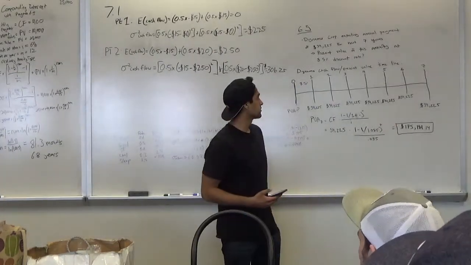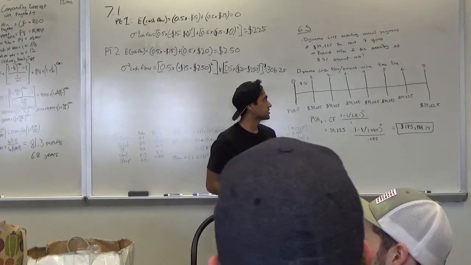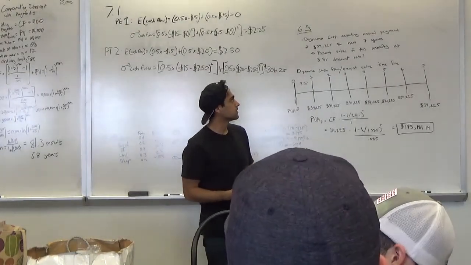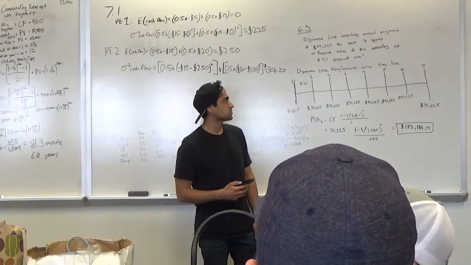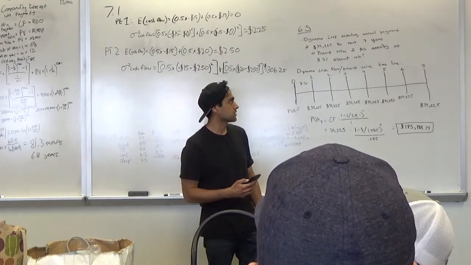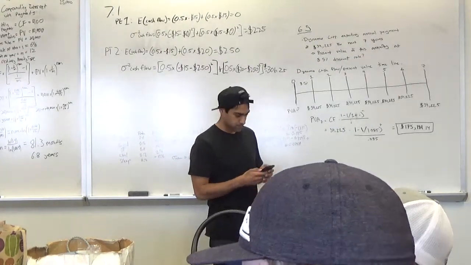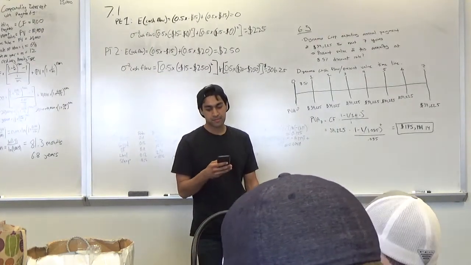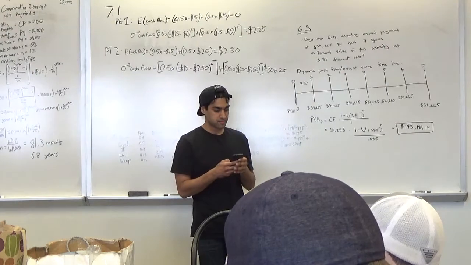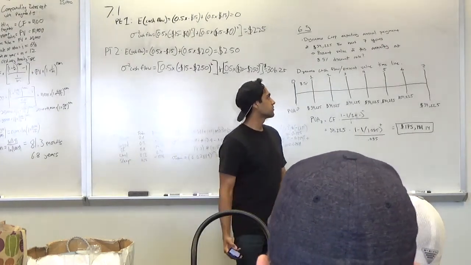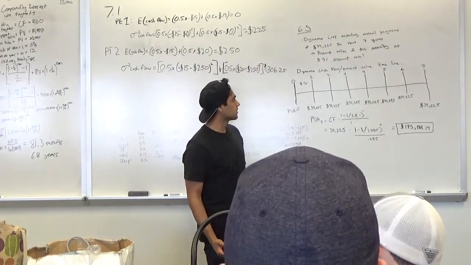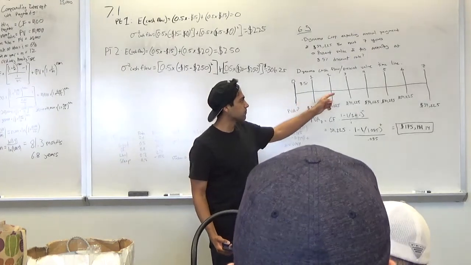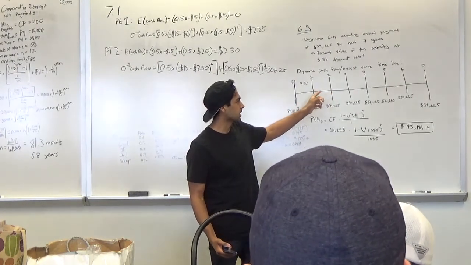I did 6.5, so Dynamo Corporation is expecting an annual payment of $34,225 for the next 7 years. And basically, the question wants you to find out the present value of this annuity if the discount rate is 8.5%. So I started by drawing out a timeline for the cash flow.